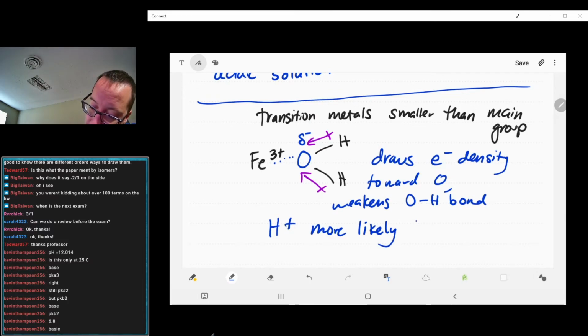So remember, the weaker your OH bond is going to be, the easier something is going to be able to pluck that hydrogen off. And so that's why we're going to see that these small positive ions are going to be able to form acidic solutions.